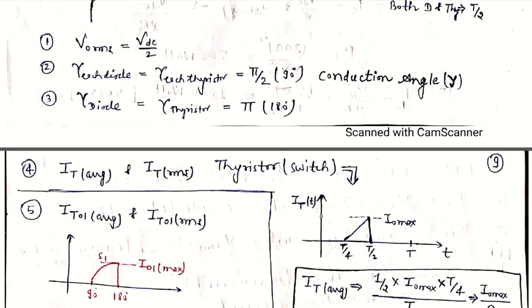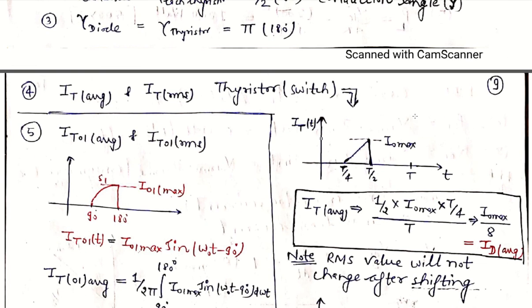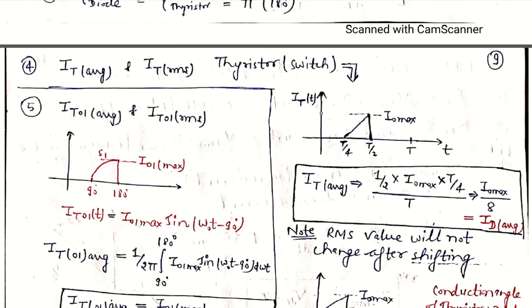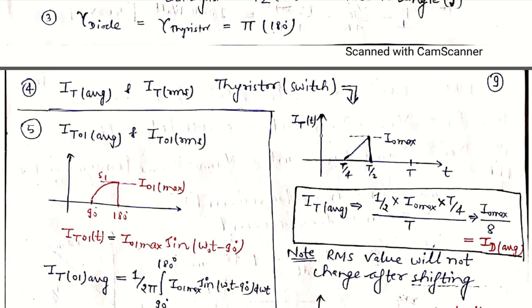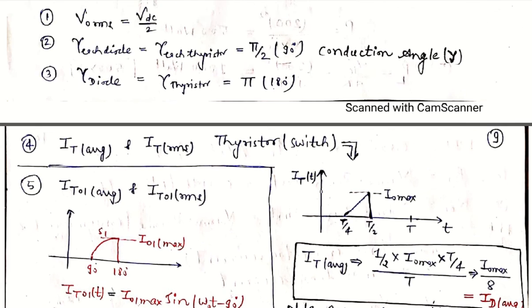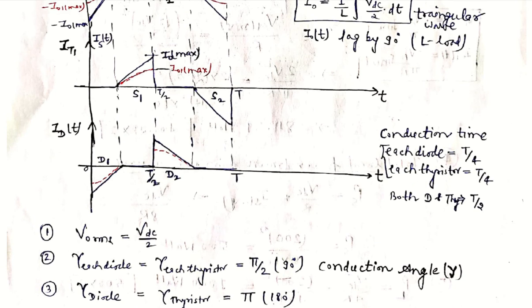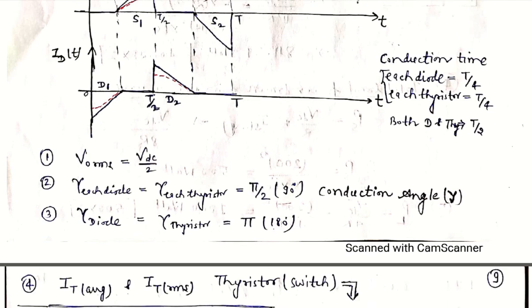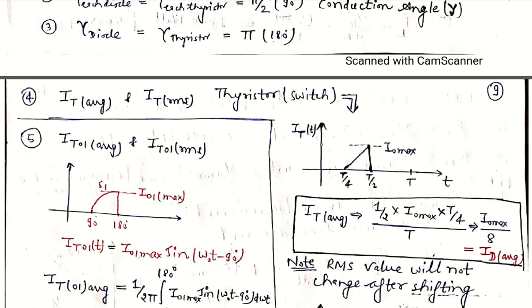If we want to find the average value, then we just take the area under the curve of this waveform. So it is equal to 1 by 2 base into height divided by the total time period T. In this way we will calculate the average value. It is the area under the curve of this small triangle from T by 4 to T by 2, and it is the same as the diode current average value, because in the diode current it is the same conduction of T by 4. So this value is the same for the diode case also.